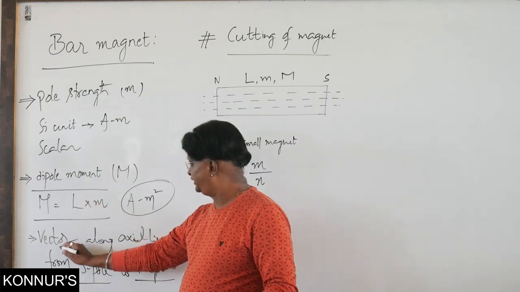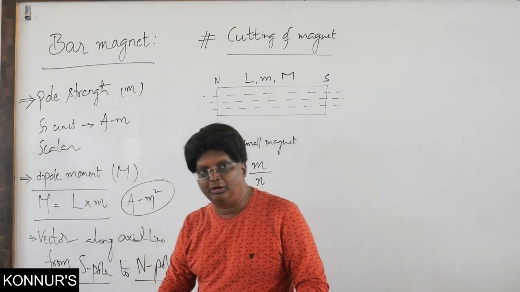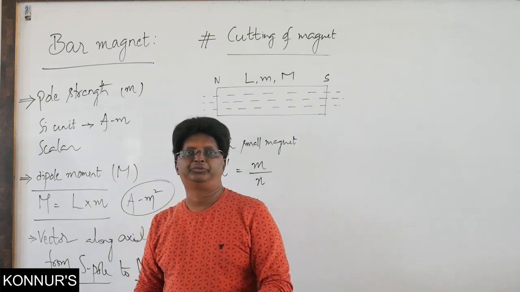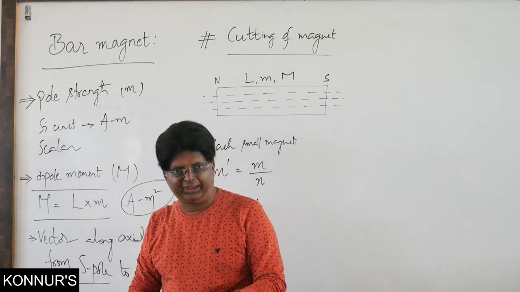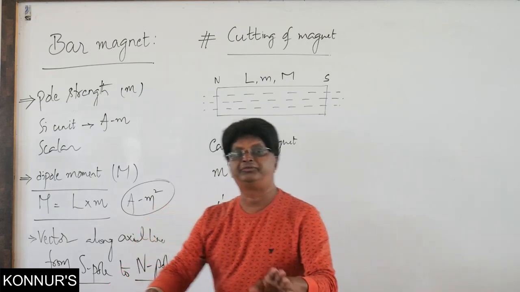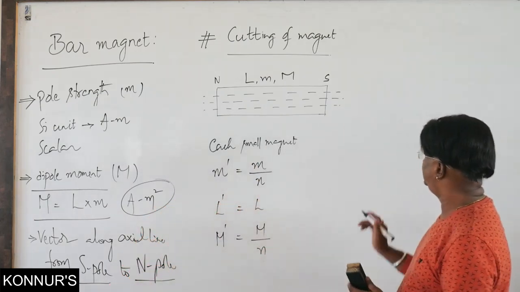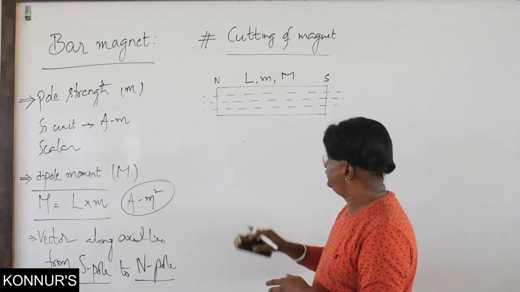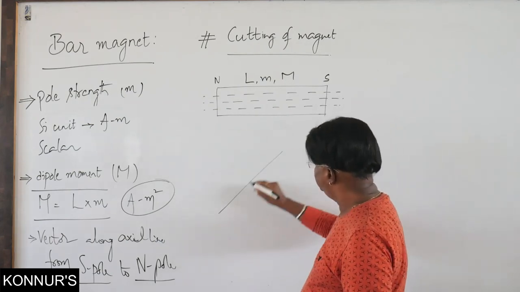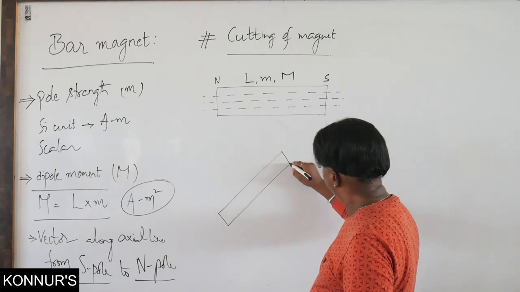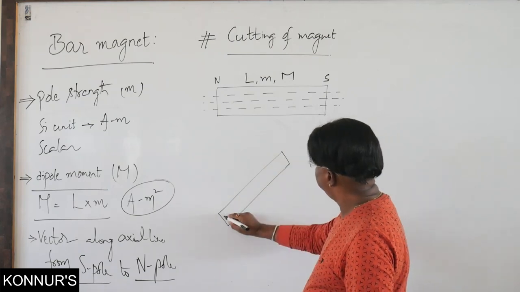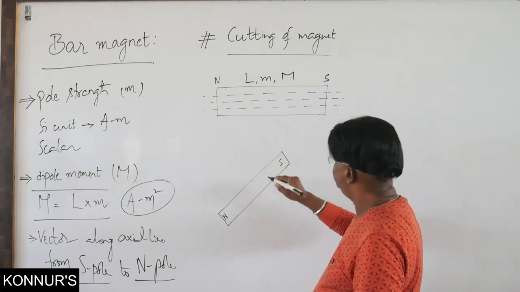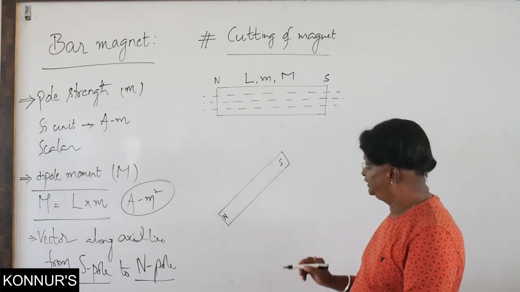Now magnetic moment is a vector. It's a vector along the axial line from south pole to north pole. We take that as a vector. Suppose I have to show you how we take that vector, now see here. Suppose this is the magnet I take, and I say this is the north pole and this is the south pole.